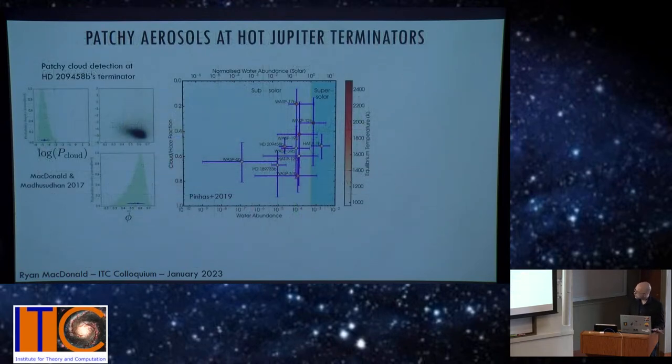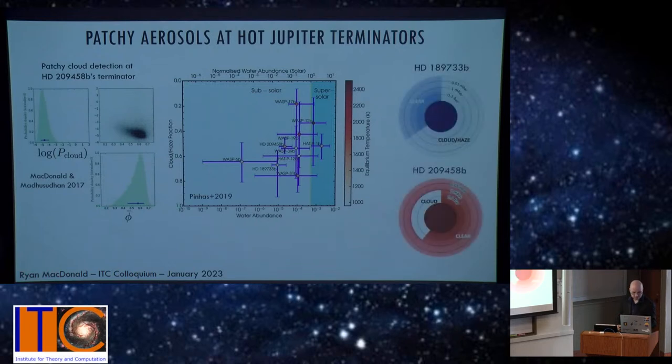We've also started to get tentative signs that planets are not one-dimensional, which is perhaps not a surprise if you've ever seen an image of Jupiter, for example. But we already have tentative signs that hot Jupiters are not uniformly cloudy, even if they have aerosols in their atmospheres. So for some of the most precise observations we've had pre-JWST, for a handful of hot Jupiters, we can measure not just where the cloud top pressure is, but also the fraction of the terminator of the planet that is cloudy. And we're now following this up with JWST.